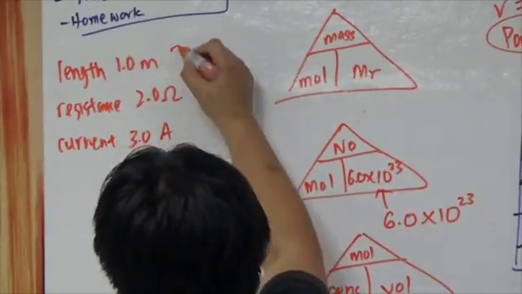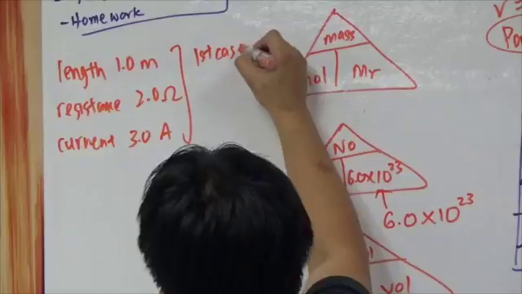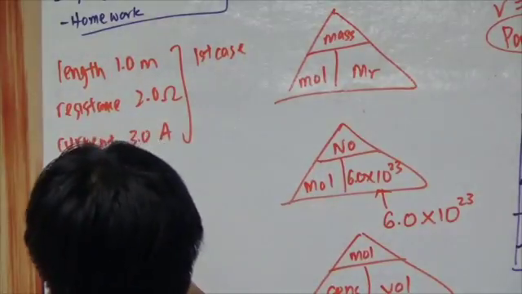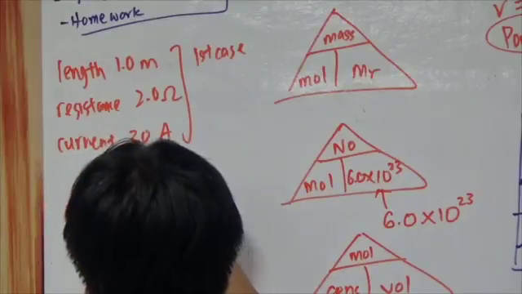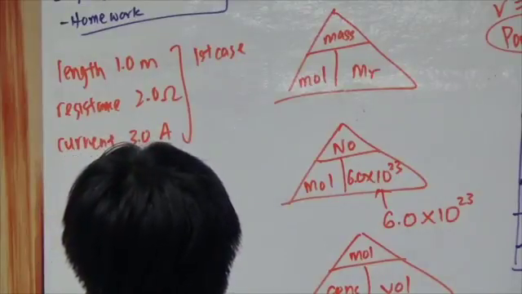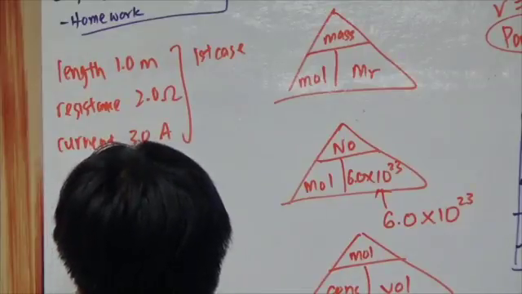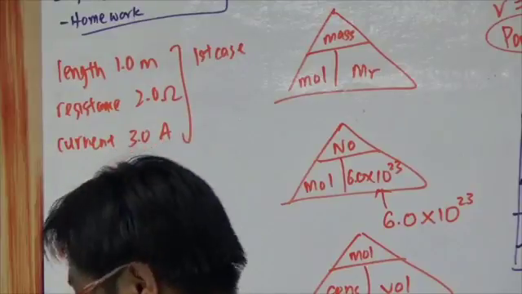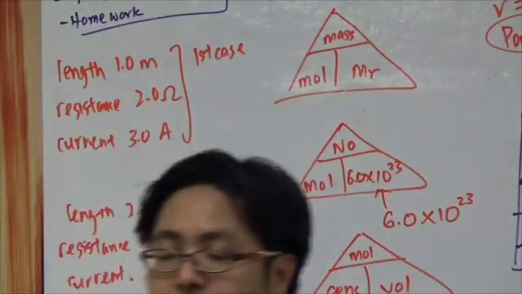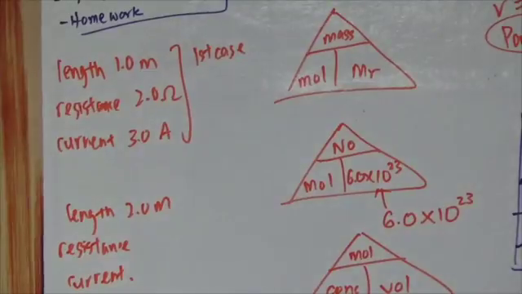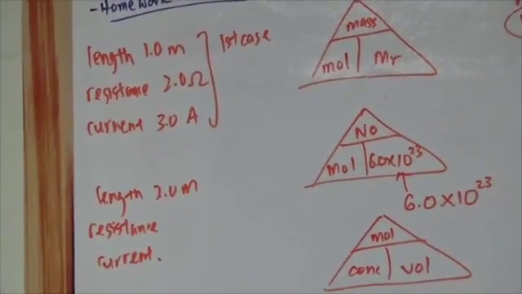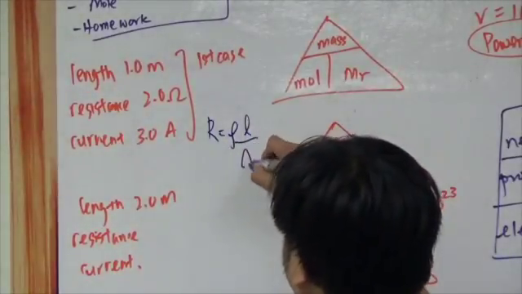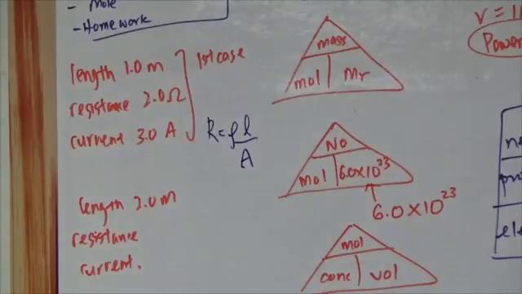Okay, so this is the first case, right? Next, a 2.0 meter length of the same wire is connected to the same cell. What is the resistance of the wire and the current in it? Do you remember what formula we should use when it comes to a wire? R equals rho L over A, right? Do you all recall this formula?